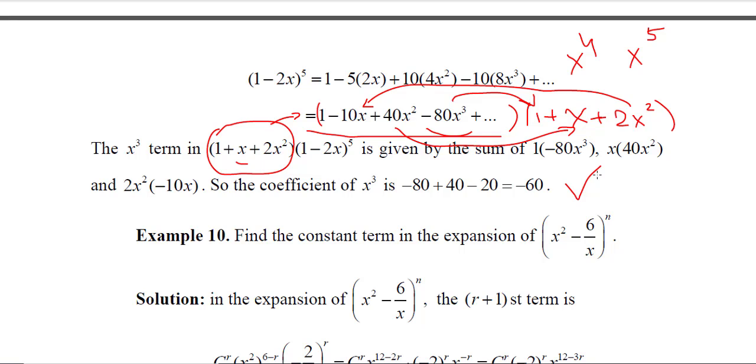The next example. Find the constant term in the expansion of (x squared minus 6 over x) to the power n. Constant term. What does it mean, constant term? It means without any variable. In our case, our variable is x. It should be just a number.